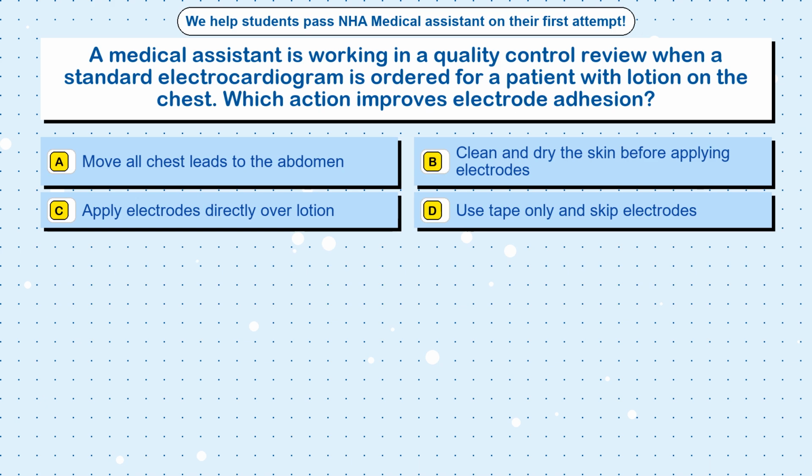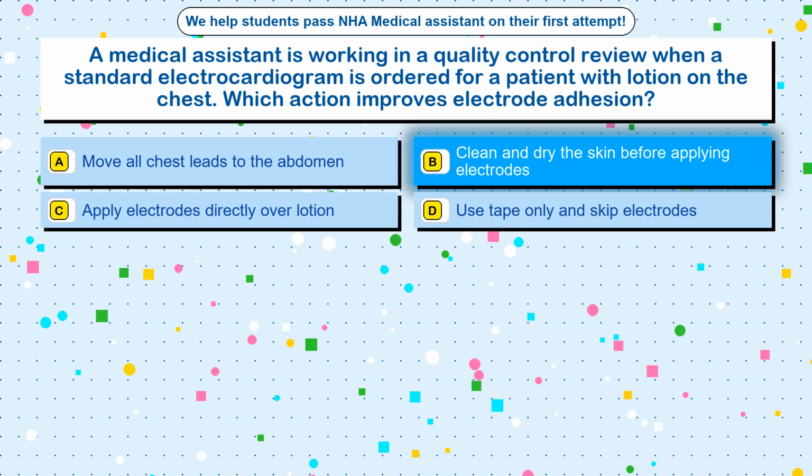Question 50. A medical assistant is working in a quality control review when a standard electrocardiogram is ordered for a patient with lotion on the chest. Which action improves electrode adhesion? Option A. Move all chest leads to the abdomen. Option B. Clean and dry the skin before applying electrodes. Option C. Apply electrodes directly over lotion. Option D. Use tape only and skip electrodes.